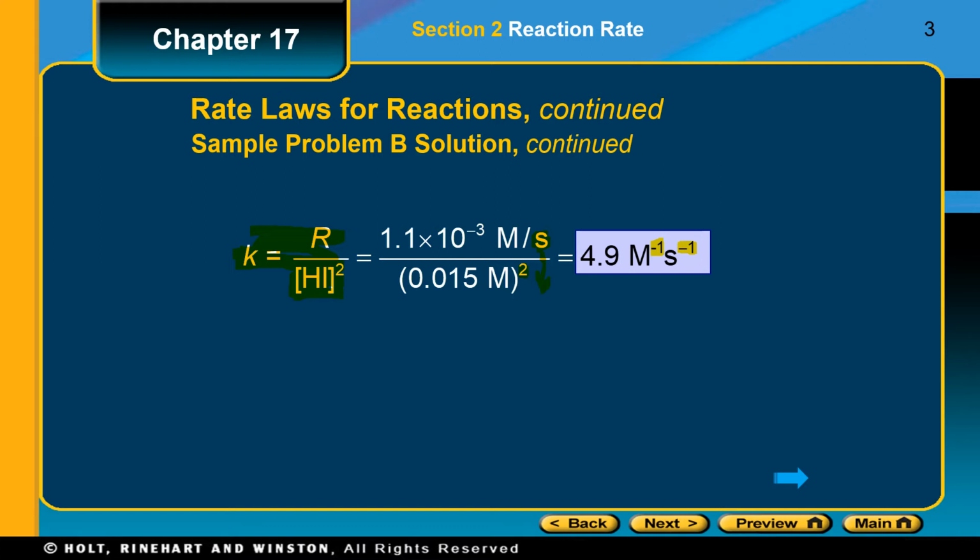And so I could put that into my original equation, R equals K, but in place of K, we're going to put 4.9 M negative 1, S negative 1, and I could put in any concentration for the hydrogen iodide, come up with my own concentration, and I could predict the rate of that chemical reaction, how fast it would go. So that's the beauty of this equation. We can actually predict how fast a new reaction will go, because that's what laws do. They help us predict new information.